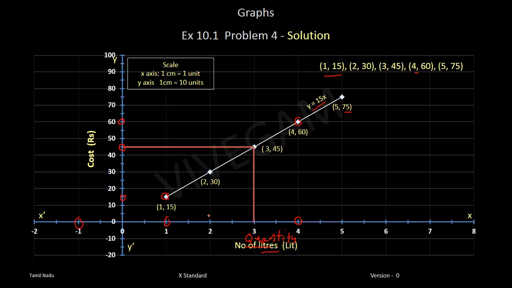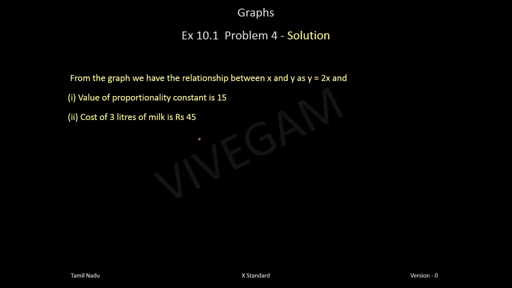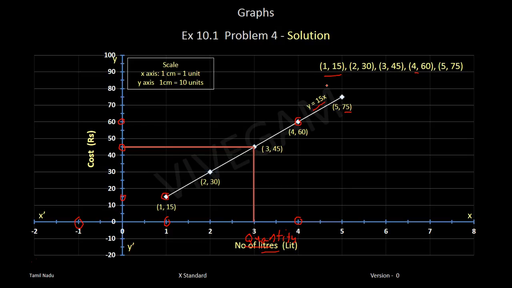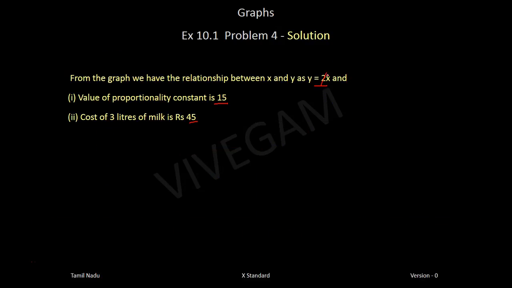So I hope it's clear. So anyway, let's finish it. So the constant of proportionality is 15, which we calculated on the first sheet, and the cost of 3 liters we calculated to be 45, and the equation is y is equal to 2x, right? Y is equal to 2x. Sorry, y is equal to 15x, right? It's a mistake. So y is equal to 15x.